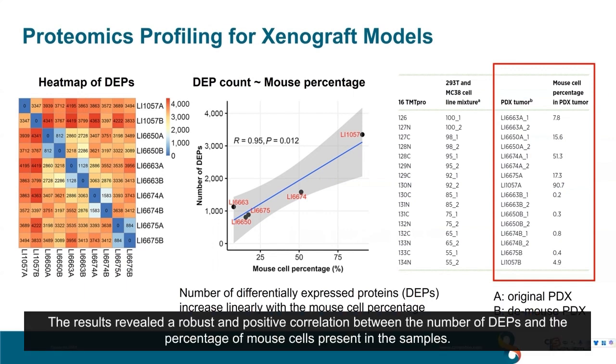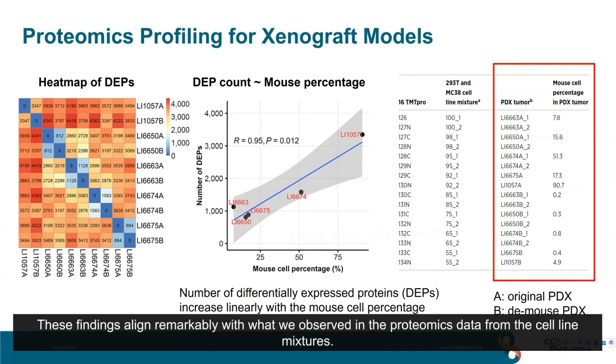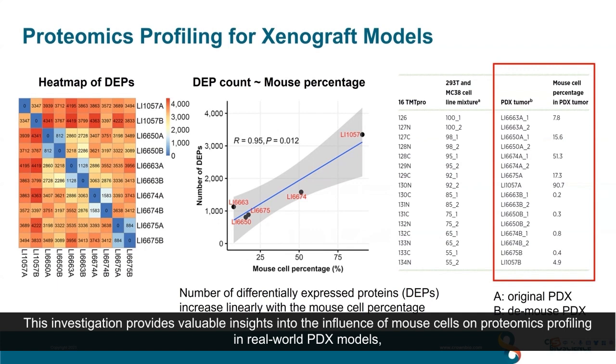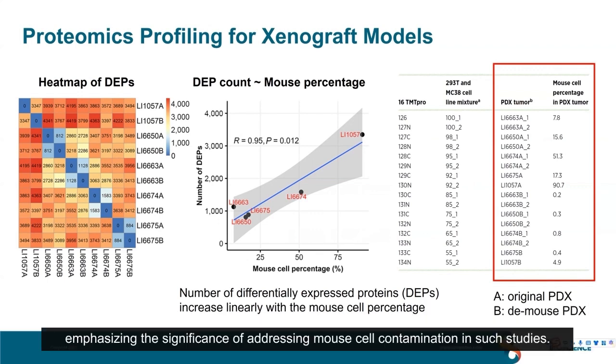The results revealed a robust and positive correlation between the number of DEPs and the percentage of mouse cells present in the samples. These findings align remarkably with what we observed in the proteomics data from the cell line mixture. This investigation provides valuable insights into the influence of mouse cells on proteomics profiling in real-world PDX models, emphasizing the significance of addressing mouse cell contamination in such studies.